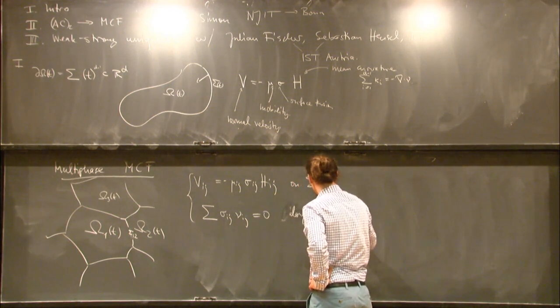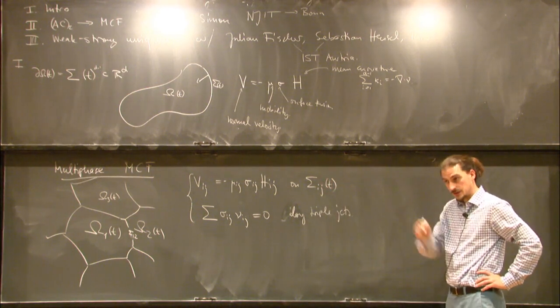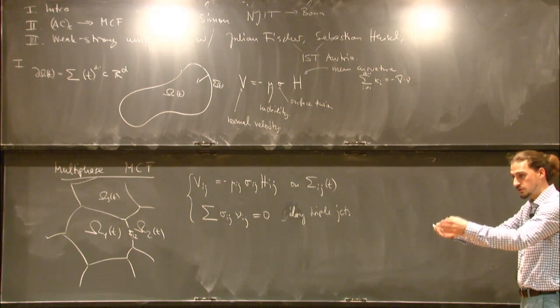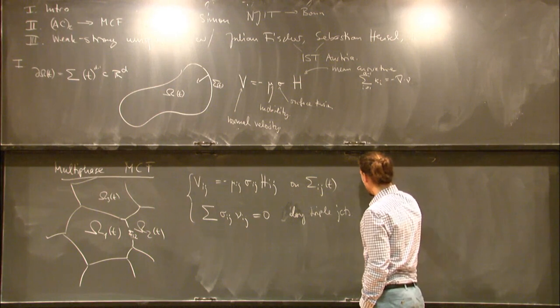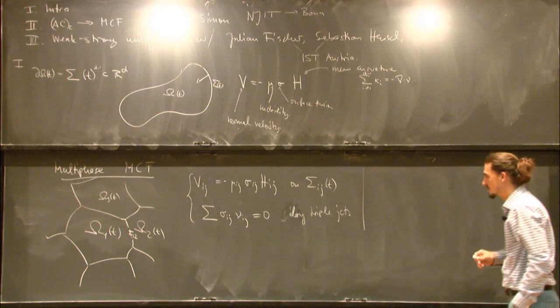And this is along these triple junctions. So, and this is just along the top dimensional. Exactly. Yeah. So they meet at lower dimensional junctions, and there's no extra condition there. Okay. So why do I think this is an important equation?